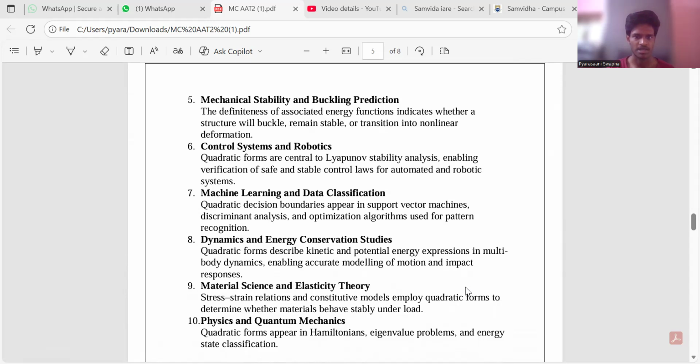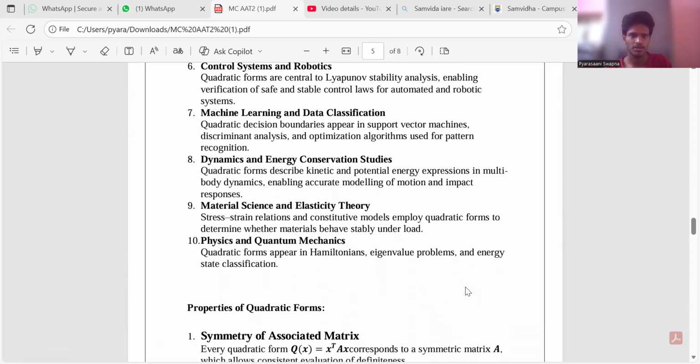Material science and elastic theory: strain, stress-strain relation, and constitutive models employ quadratic forms to determine whether materials behave stably under load. Physics and quantum mechanics: quadratic forms appear in Hamiltonian eigenvalue problems and energy state classifications.